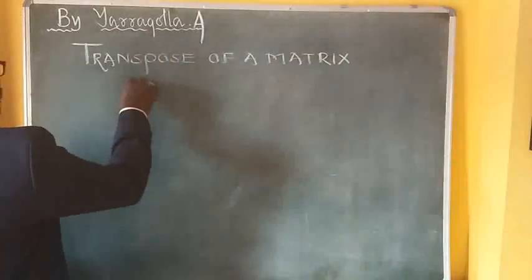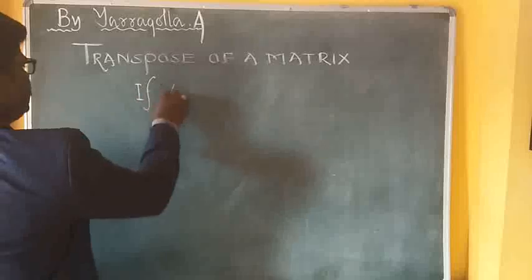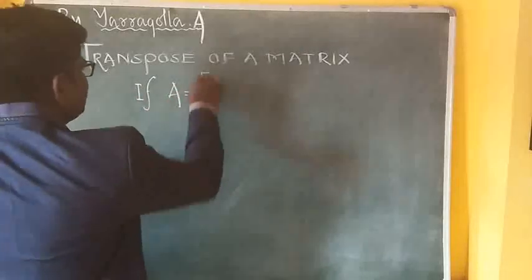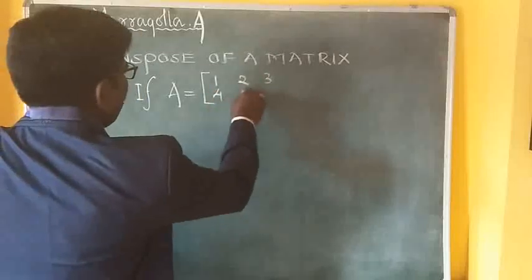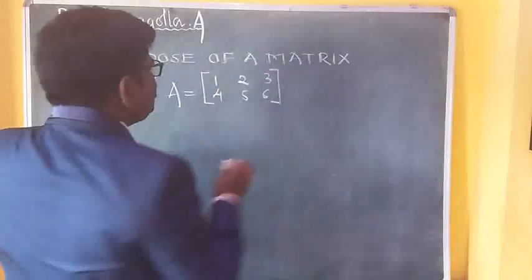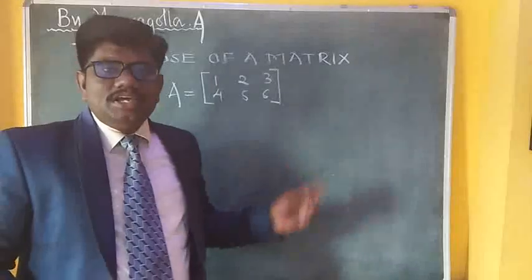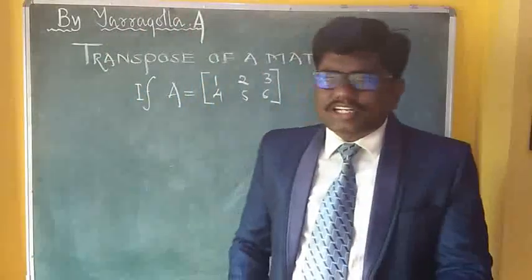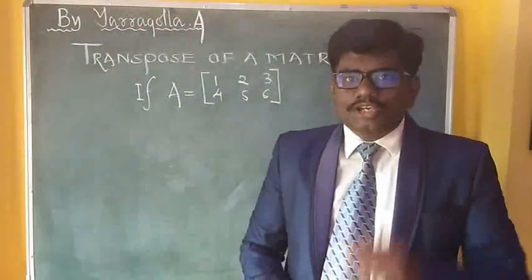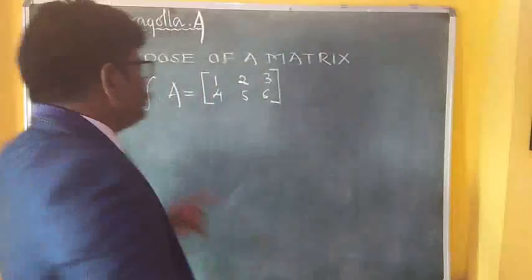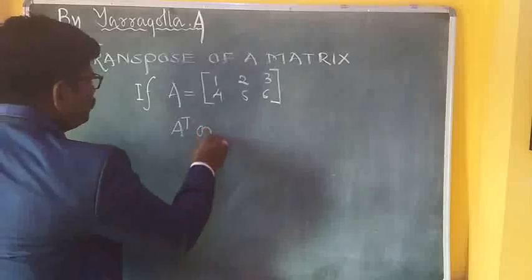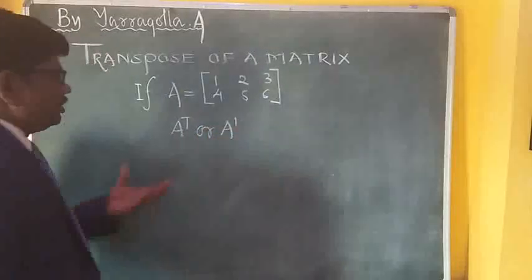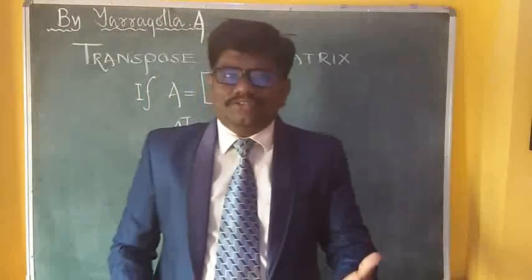See, if A is given to you like this: 1, 2, 3, 4, 5 and 6. Now this is the given matrix. If you want the transpose of this matrix, you can denote it in two ways. Either you can take A raised to T or you can use A dash. These are the notations for the transpose of a matrix.